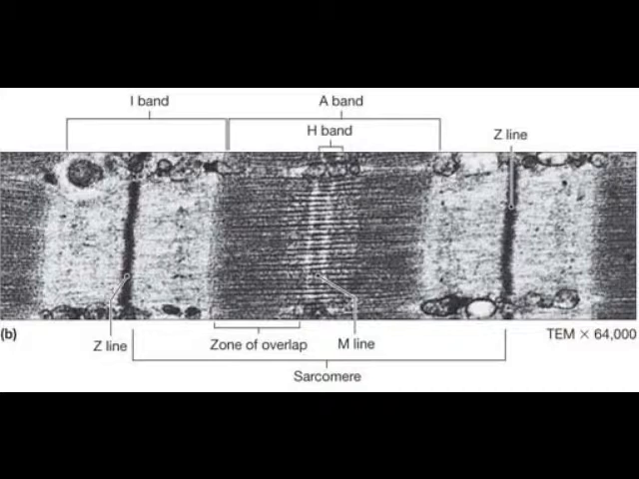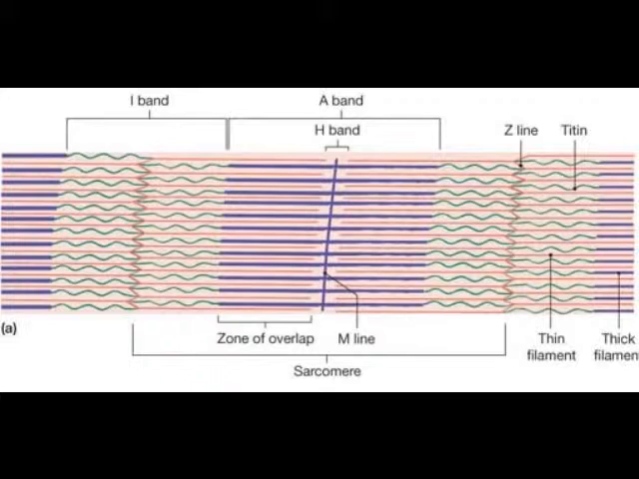A skeletal muscle cell, or muscle fibre, is a multinucleate cell made up of myofibrils. Each myofibril is made up of microfilaments. Actin is the thin filament and myosin the thick filament. It is these microfilaments which form sarcomeres, the contractile units of a muscle cell, and give it its striated appearance.